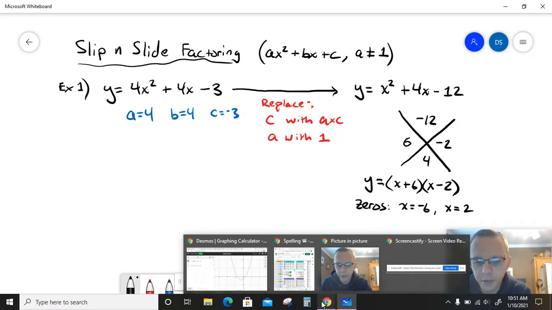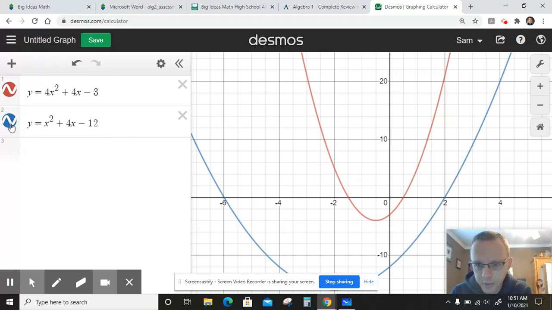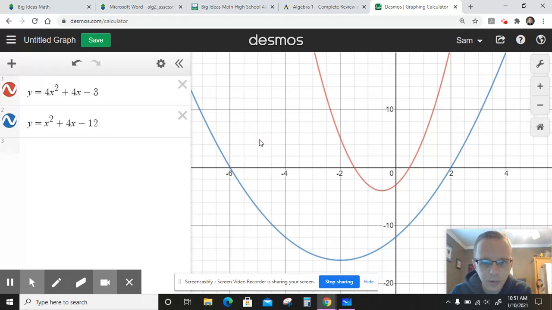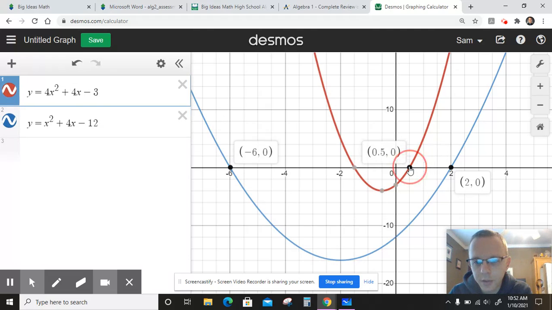Well, for that, let's take a look at the graph. Let's make a couple of comparisons here. In blue is the replacement function that I factored, and I saw that the zeros were -6 and 2, which we can see on the graph. My red function is the original one that I actually want to factor, and these zeros are different. It's a totally different graph.